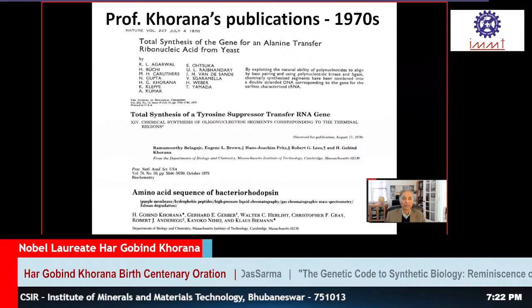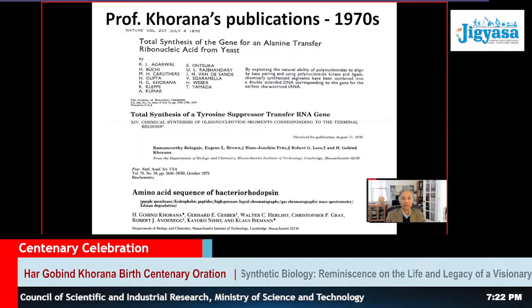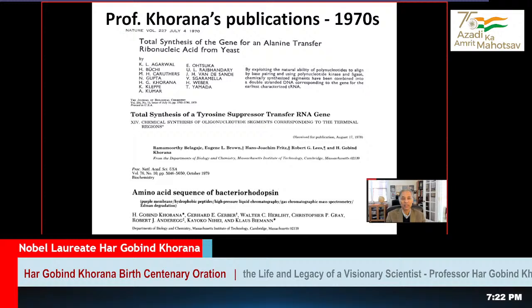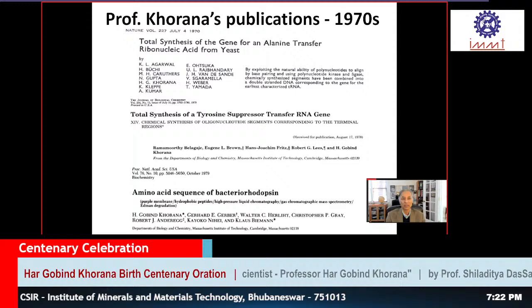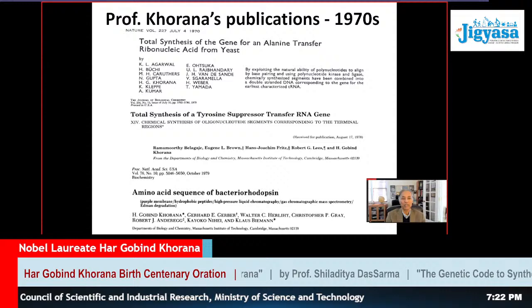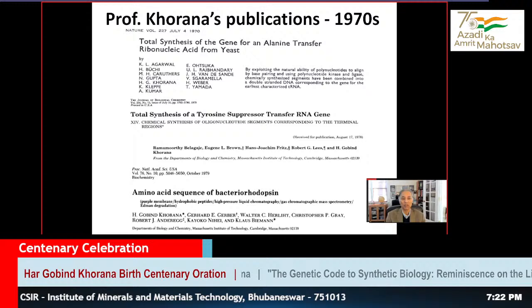So I met with Dr. Khorana in his office and we discussed his research. In fact, he showed me that he had published the total synthesis of two genes, the alanine tRNA gene from yeast and a tyrosine suppressor tRNA gene from E. coli. And the yeast tRNA gene had been published in Nature in 1970.